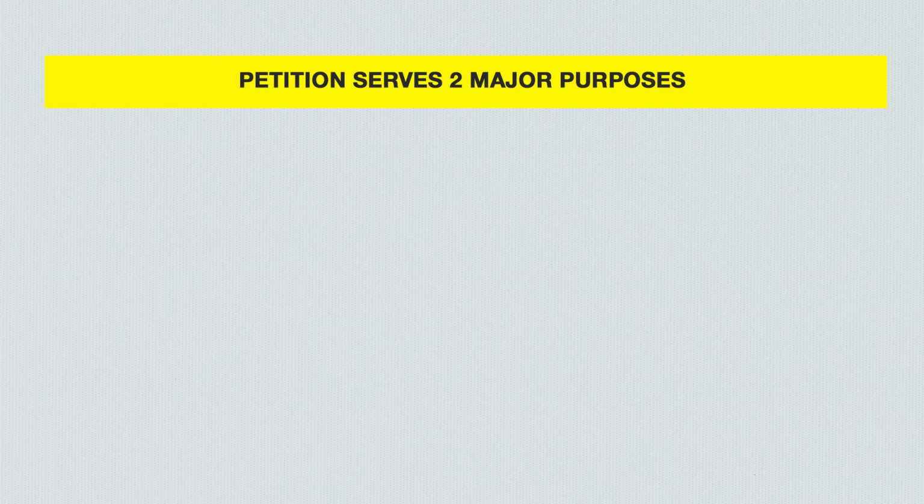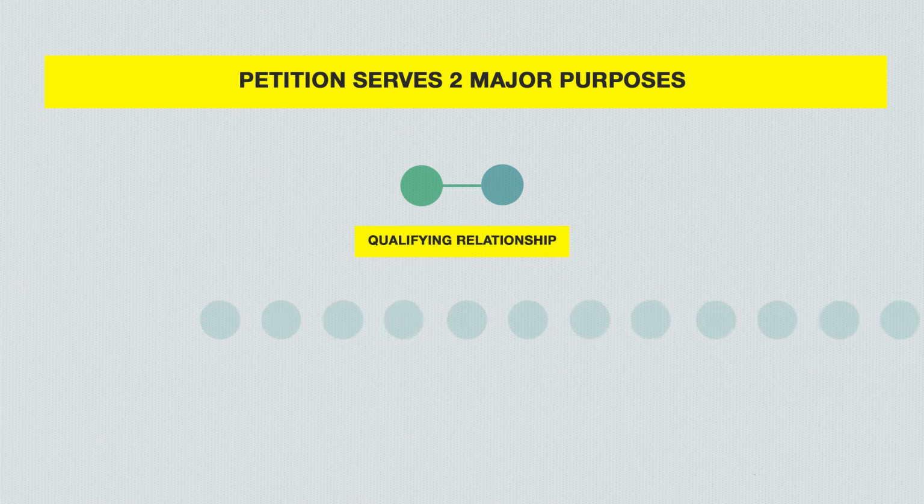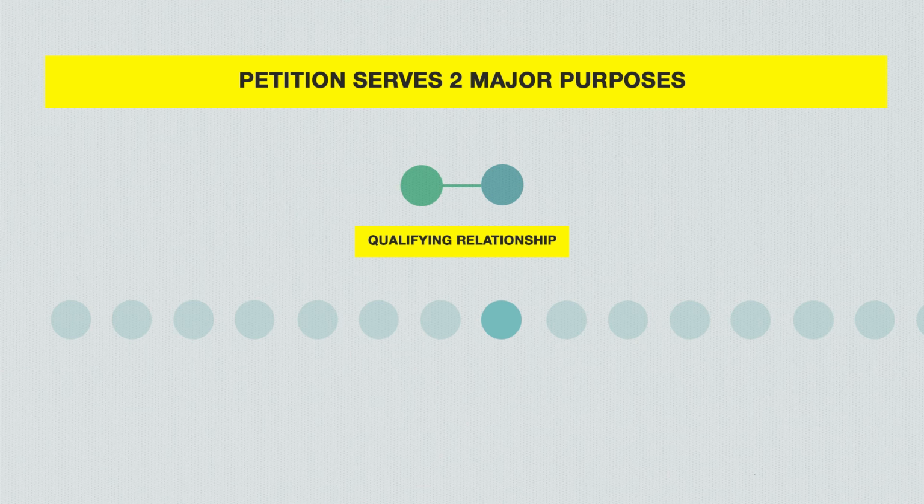The petition serves two major purposes. It documents that the beneficiary and U.S. relative have a qualifying relationship, and it establishes a priority date. That's the beneficiary's place in line for a green card.